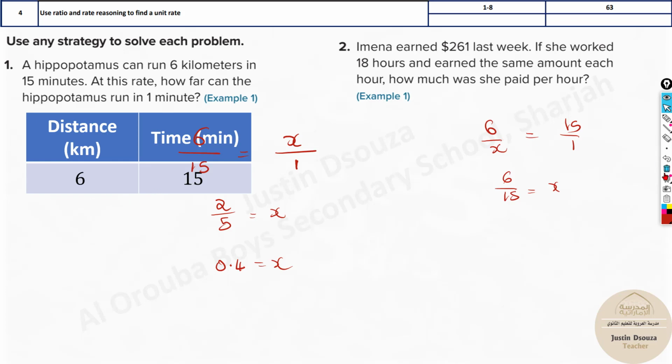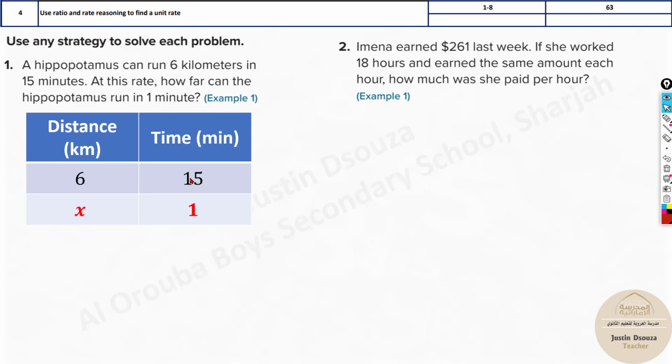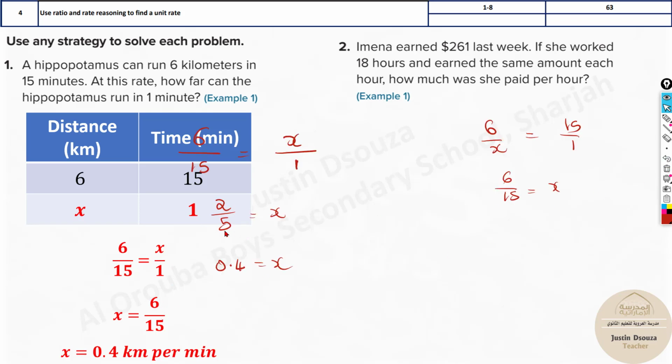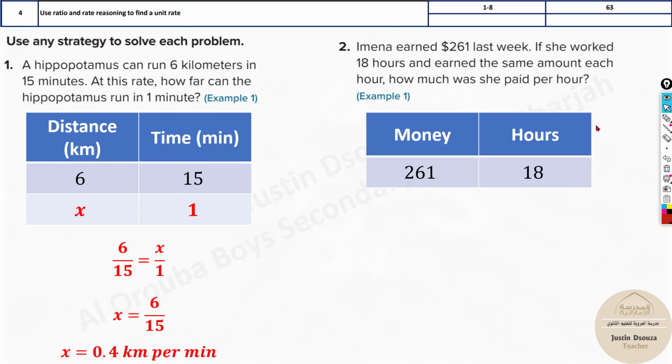So the distance here in the table is given as 6. For 6 kilometers, it's 15 minutes. For how much distance will it be 1 minute? That's the concept. So here all we do is 6 by 15 equals x by 1, and we get the answer 6 by 15, but it's better to write 2 by 5. Don't write 6 by 15, write 2 by 5 and then write 0.4. This was also correct. Same way, please do the other problems.